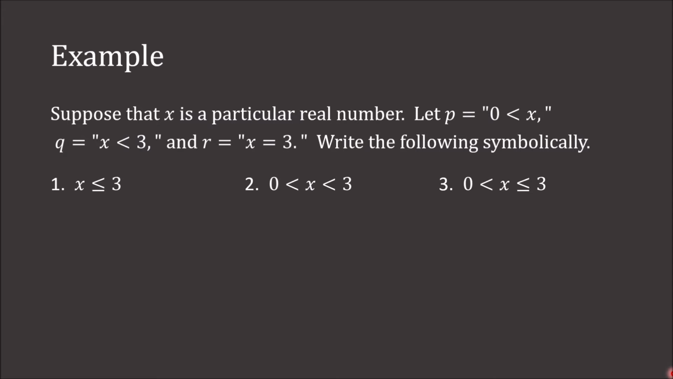So let's look at this example. Suppose that x is a particular real number, and we will let p represent the statement 0 is less than x. We will let q represent the statement x is less than 3, and we'll let r represent the statement x is equal to 3. We will write these three statements symbolically, or formally.